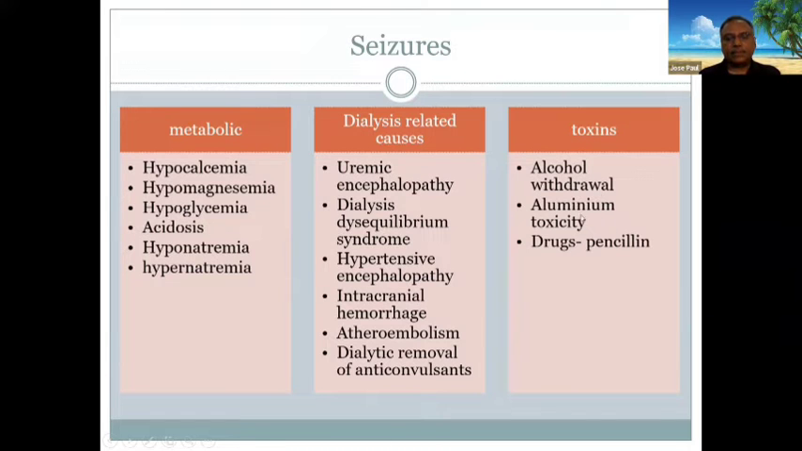Then toxins. Toxins include a patient who is on alcohol and suddenly is withdrawn from alcohol, aluminum toxicity, and drugs like penicillin. But when a patient in a dialysis unit has a seizure, the first thing that a dialysis technician or a person caring for the dialysis patient should do is to check the pulse of the patient. Sometimes it may be a manifestation of a cardiac arrest, which leads to hypoxic encephalopathy and seizure. So check the pulse of the patient and make sure that the patient is not in cardiac arrest. Then you have to evaluate all the causes of seizures depending upon the etiology.